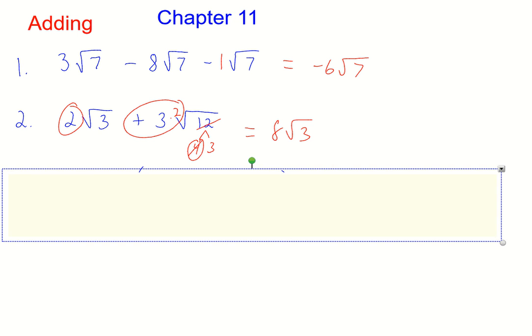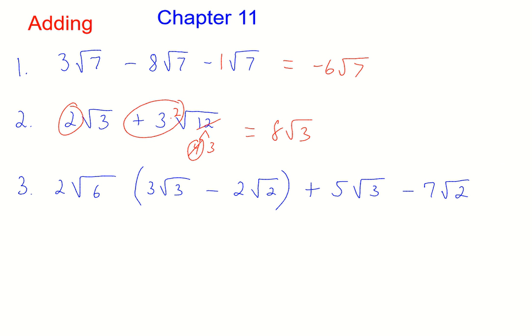Last problem, last one. 2 times the square root of 6 times the quantity 3 times the square root of 3 minus 2 times the square root of 2, plus 5 times the square root of 3 minus 7 times the square root of 2. All right, you can keep working if you want to, but for time's sake, I will show the answer.